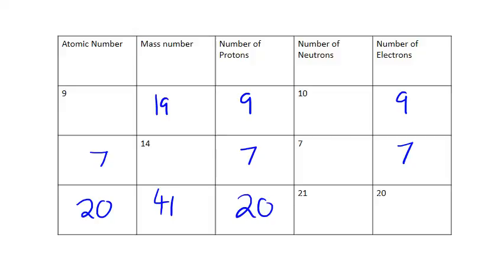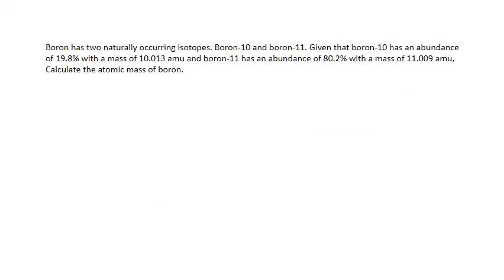So when you're looking at mass, another type of problem you often see is something like this. In this case we're talking about boron, which has two naturally occurring isotopes, boron 10 and boron 11. Boron 10 has an abundance of 19.8% and a mass of about 10.013 amu. Boron 11 has an abundance of 80.2% with a mass of 11.009 amu. How could you calculate the atomic mass of boron in this example?